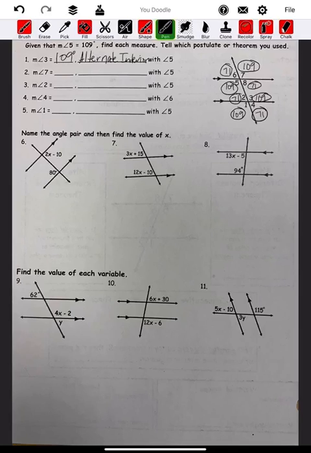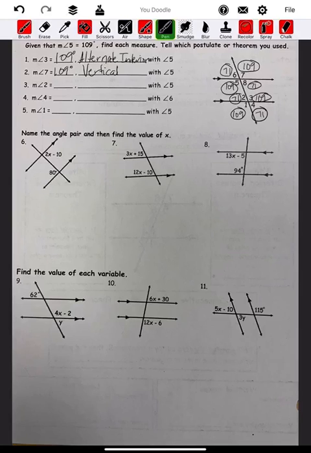Now move on to angle 7. Angle 7, we come over here. We know it's also 109 degrees. Then we look at angle 5 in comparison. Angle 5 and angle 7 are right across from each other, so they're vertical angles because they form a bow tie. So we're just going to write vertical here.